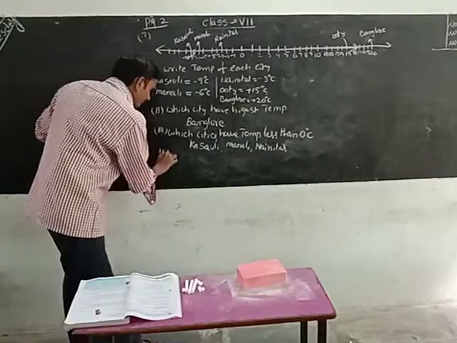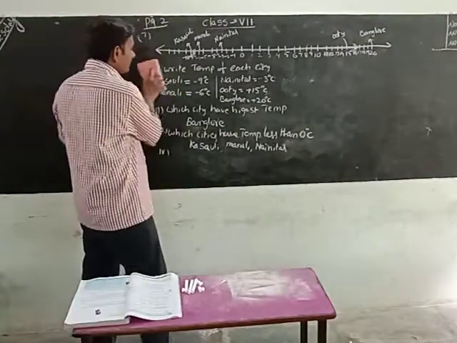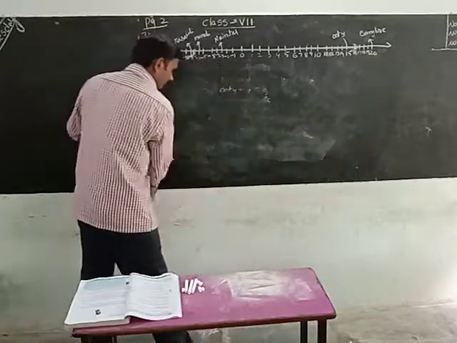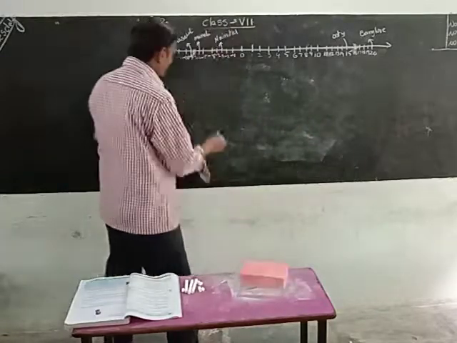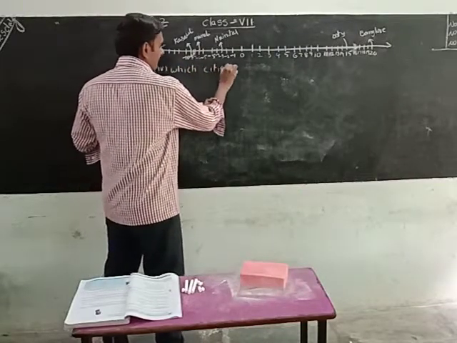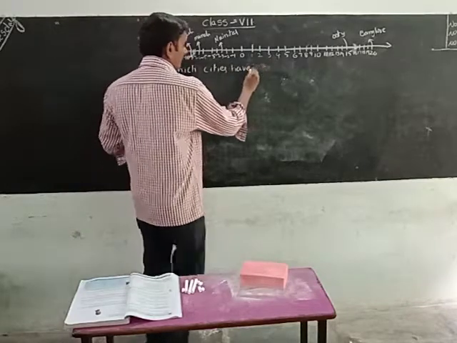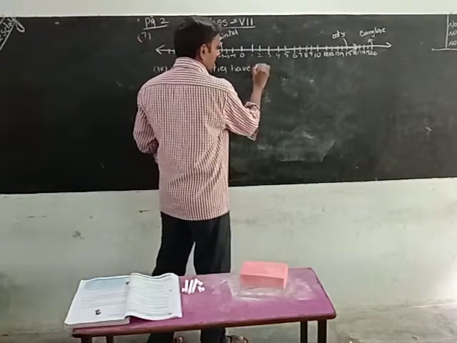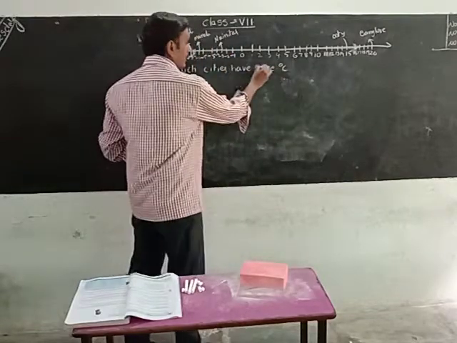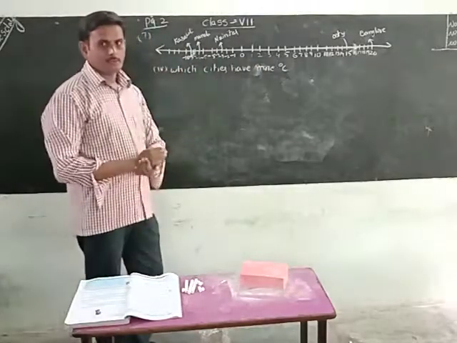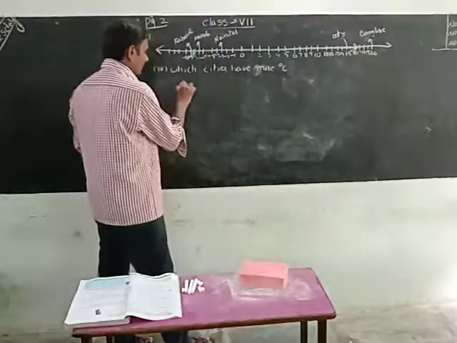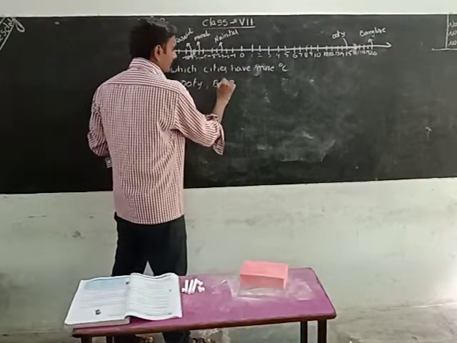Last question, fourth question. Which cities have more than 0 degrees Celsius? More than 0 degrees Celsius means the right side of 0. How many cities are there? 2 cities. Ooty, Bangalore. Answer is Ooty, Bangalore.